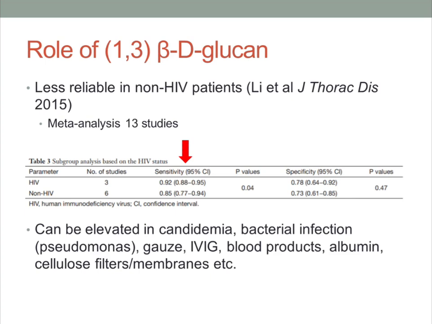We talked about other fungal organisms, Candida, histoplasmosis, bacterial infections, surgical gauze, actually. So a patient who's just had an intra-abdominal surgery, IVIG or other cellular or blood-based products, you can have circulating 1,3-beta-D-glucan. So especially if they've had transfusions and things like that, which is usually the patients you're checking this on, that can make the test be positive. Albumin, cellulose filters for dialysis, those kinds of things.